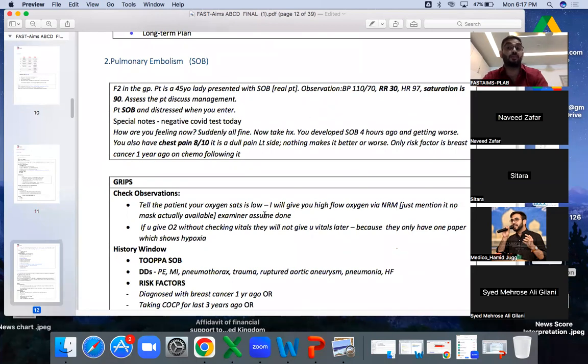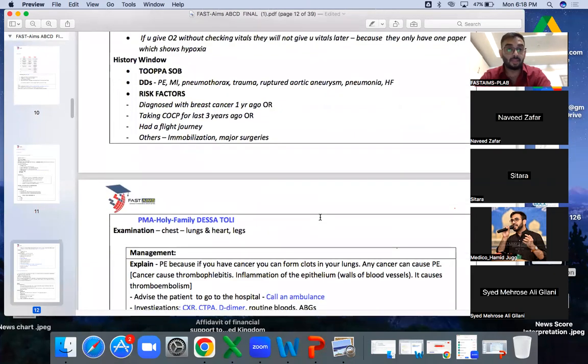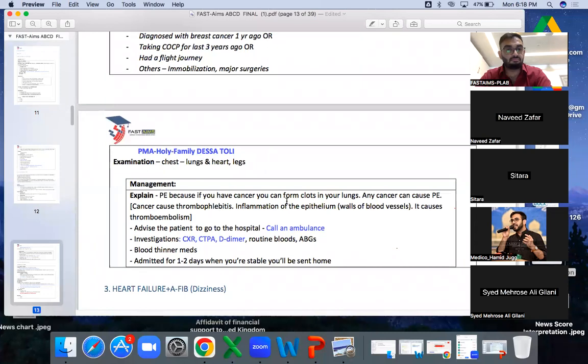If there is a problem with hypotension, then however, this scenario is not coming nowadays. However, you need to read this scenario. You need to know this can come. In the management plan, you should know about the CTPA. You need to know about D-dimers, and you should know about the management plan. And what is the management plan? It is according to the patient status, whether stable or not stable.